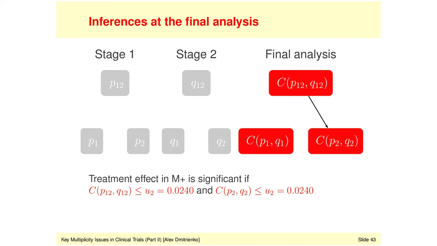A similar approach will be applied to determine under what specific conditions we can claim a significant treatment effect within the subpopulation. To reject the null hypothesis of no effect within the subpopulation, it is sufficient to show that both combined p-values within the intersection as well as within H2 are significant at the appropriately adjusted significance level, and the specific conditions to reach this conclusion are given at the bottom of the slide.